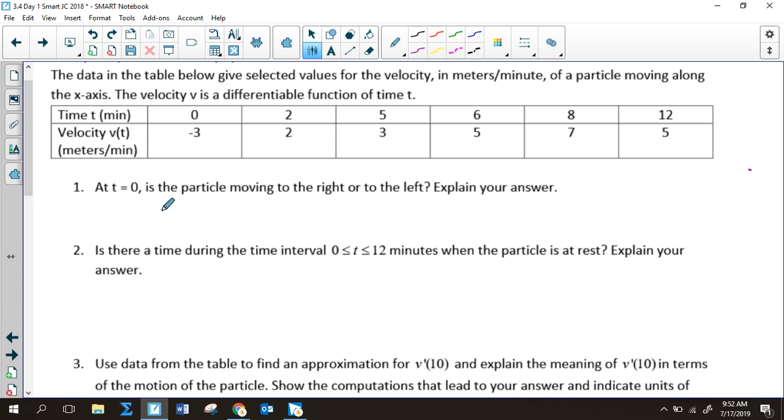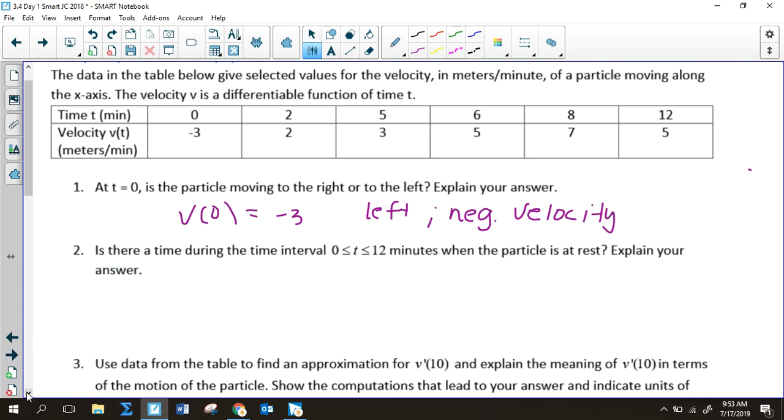The first question says at time equals 0, is the particle moving to the left or to the right? Well, that means I want the velocity at time equals 0. The velocity is -3. Since the velocity is negative, the particle is moving to the left.